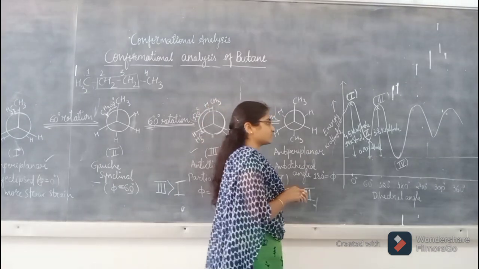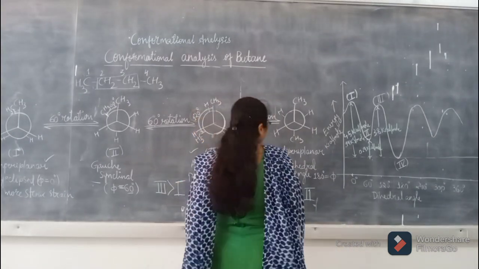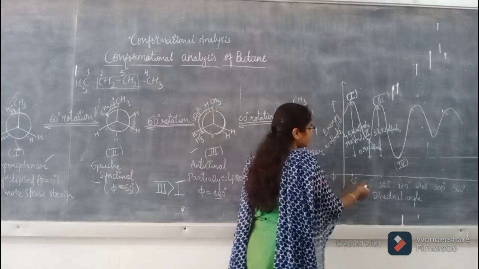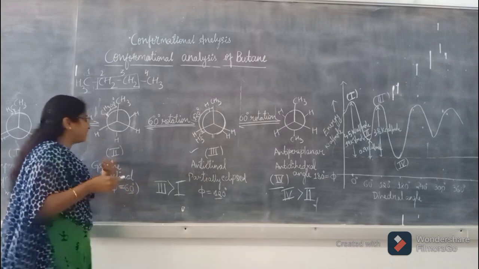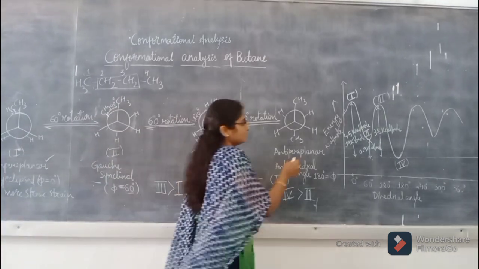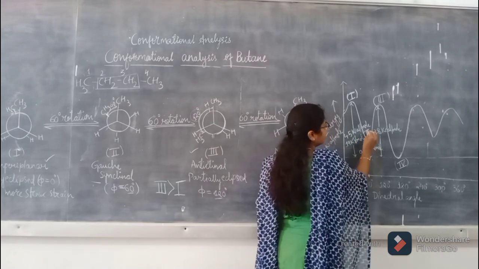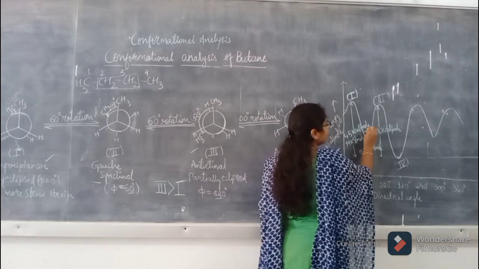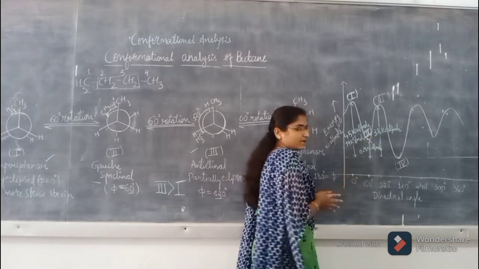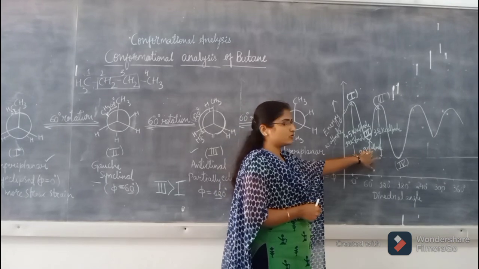Moving to the second conformation, that is the gauche conformation, you have the dihedral angle 60 degrees. It has less energy when compared to the first conformation. So write the second conformation over here with the 60-degree dihedral angle, and the energy difference or energy barrier will be 0.9 kilocalories per mole.